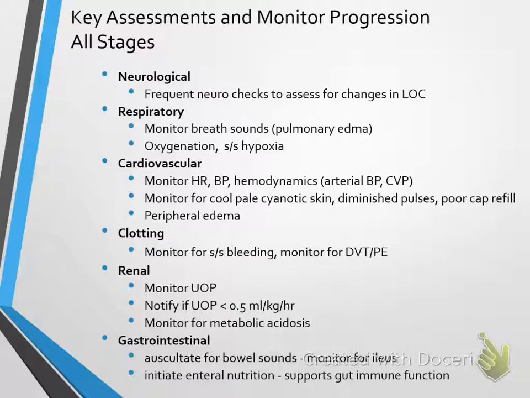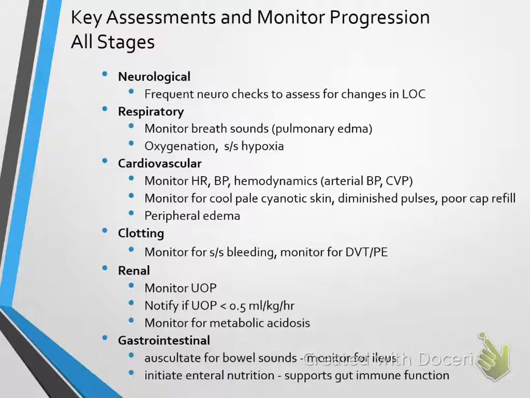What do we assess? What are your key assessments? The whole entire system. If we have decreased perfusion, we want to check each system and see how it's responding. What are we going to have if your neuro system is not perfusing? Confusion, level of consciousness. You've studied all this. This is going over it again. What are we going to have if our respiratory system is not getting perfusion? Hypoxia, signs and symptoms of hypoxia. What do we get if your heart's not putting stuff out? Decreased perfusion, cyanotic skin, diminished pulses, poor cap refill.